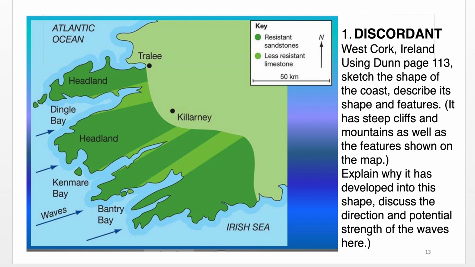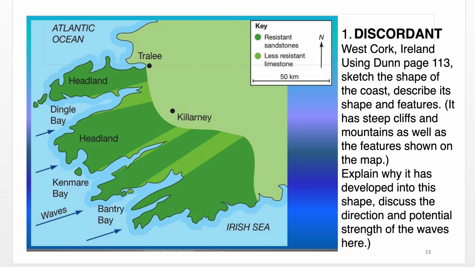This is another example of a discordant coastline, and this time this example is taken from West Cork in Ireland. West Cork is in southwest Ireland, so again facing the Atlantic Ocean, like we saw in Scotland. So it's facing the Atlantic Ocean, so it's subject to large waves which have travelled across the Atlantic from America.